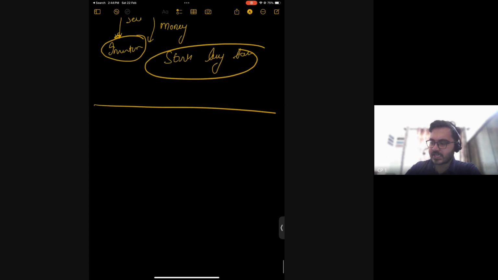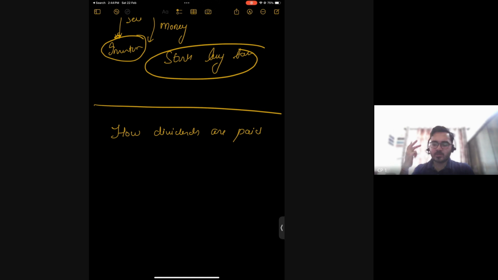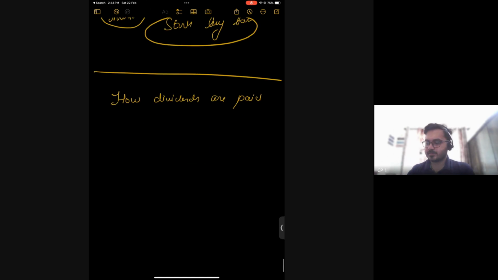The final thing that we should understand again from this is how dividend payouts work. How dividends are paid. It can be a 3-step process or a 4-step process. How the process looks is, you'll have a certain timeline. On a specific date, let's just say 22nd of February, the board declares the dividend.